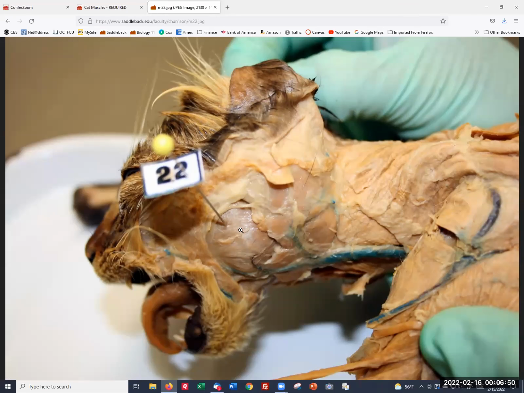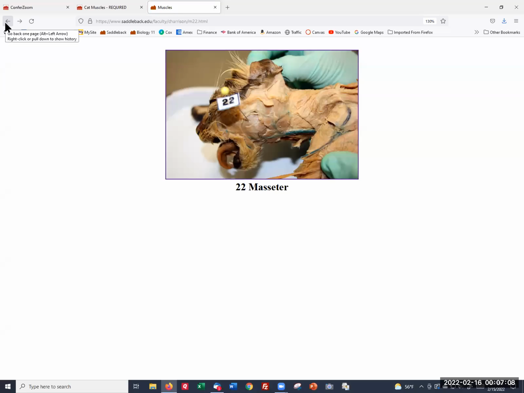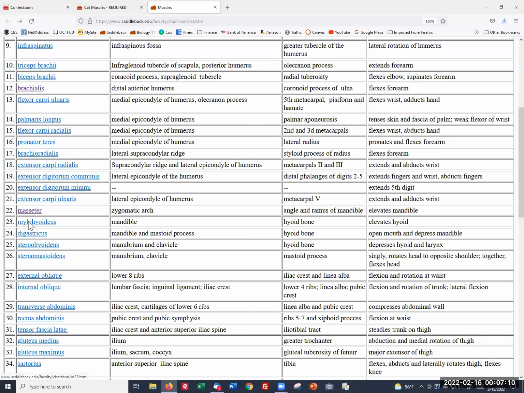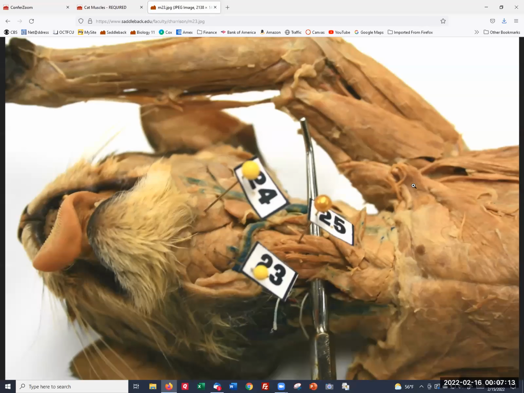Here's the masseter. On the cat, it's rounded. In humans, it went from north to south. It went from zygomatic process, which it does here, down to the angle, which it does here. Number 23, have to follow carefully. Here's the pin. It's not in bad focus, but you can't get everything in focus at once.